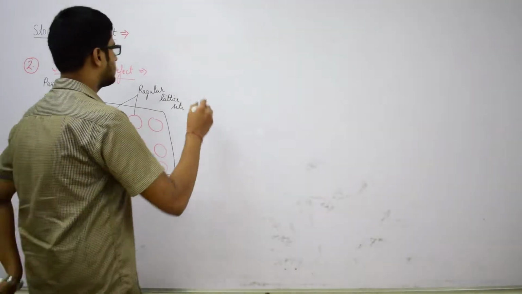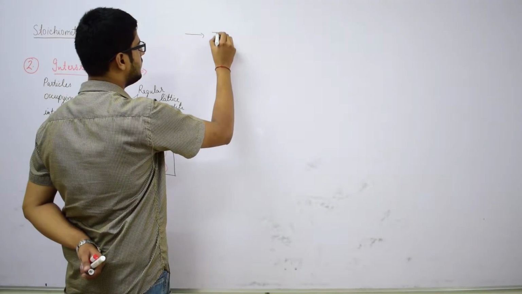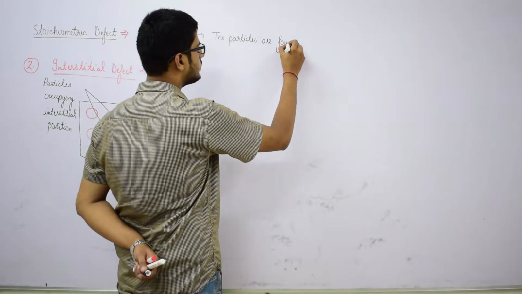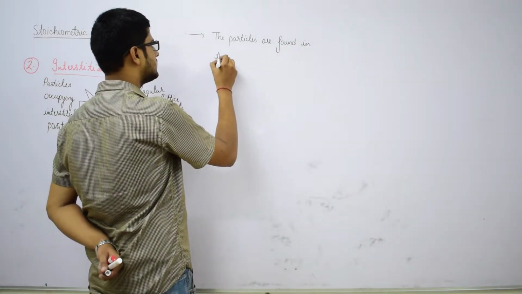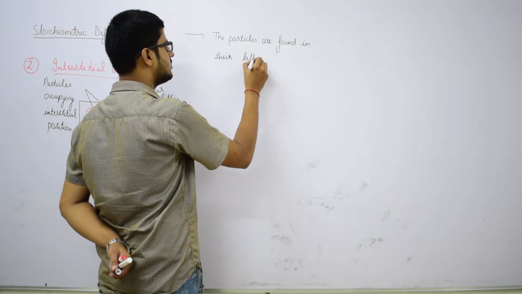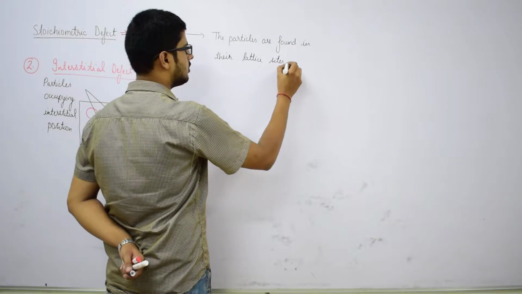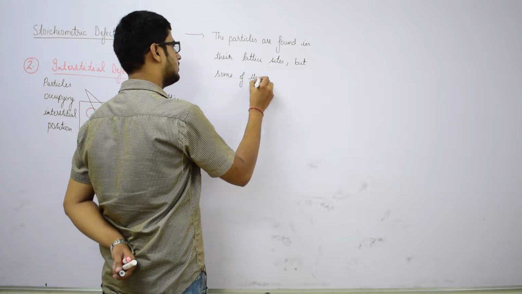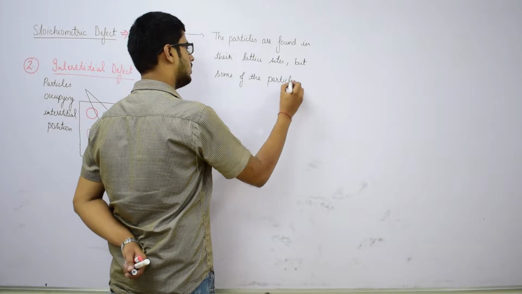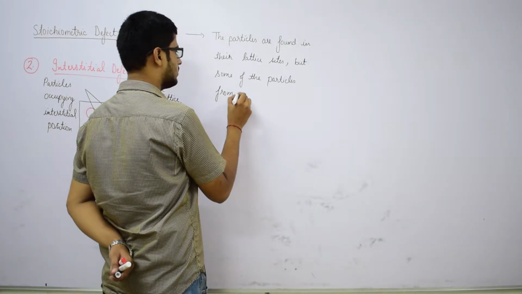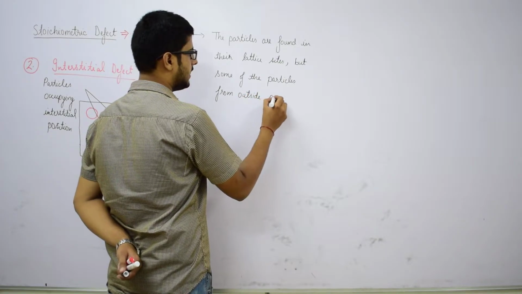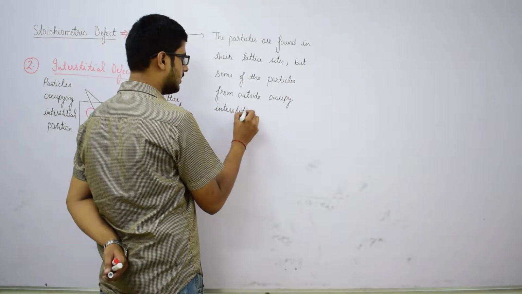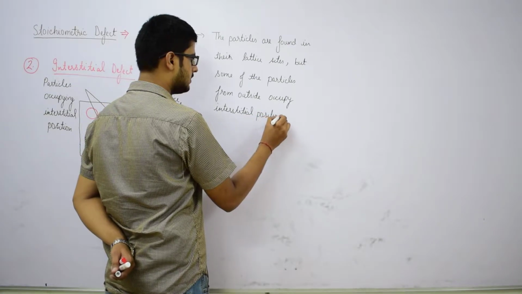So, what happens in this type of defect? The particles are found in their lattice sites, but some of the particles from outside occupy interstitial positions.